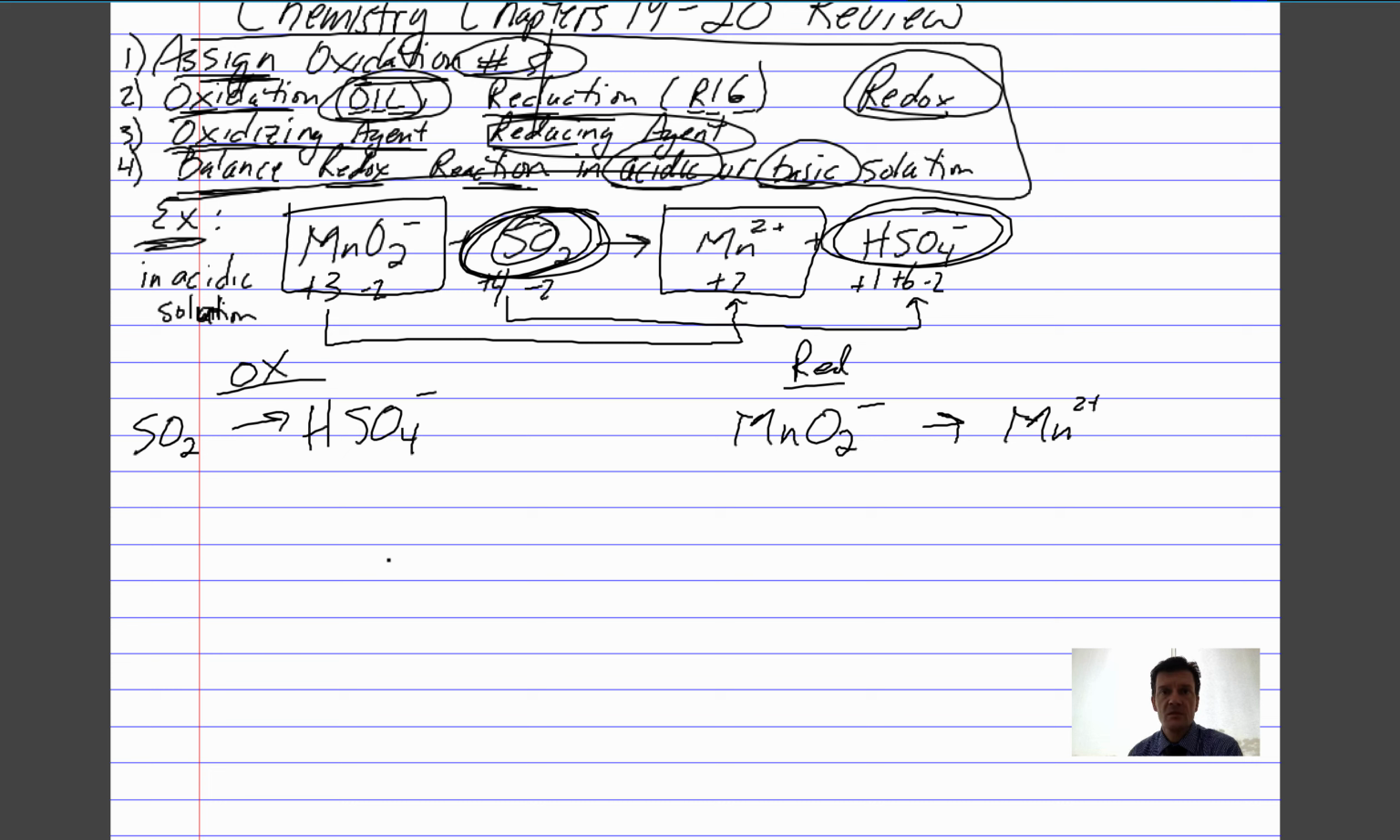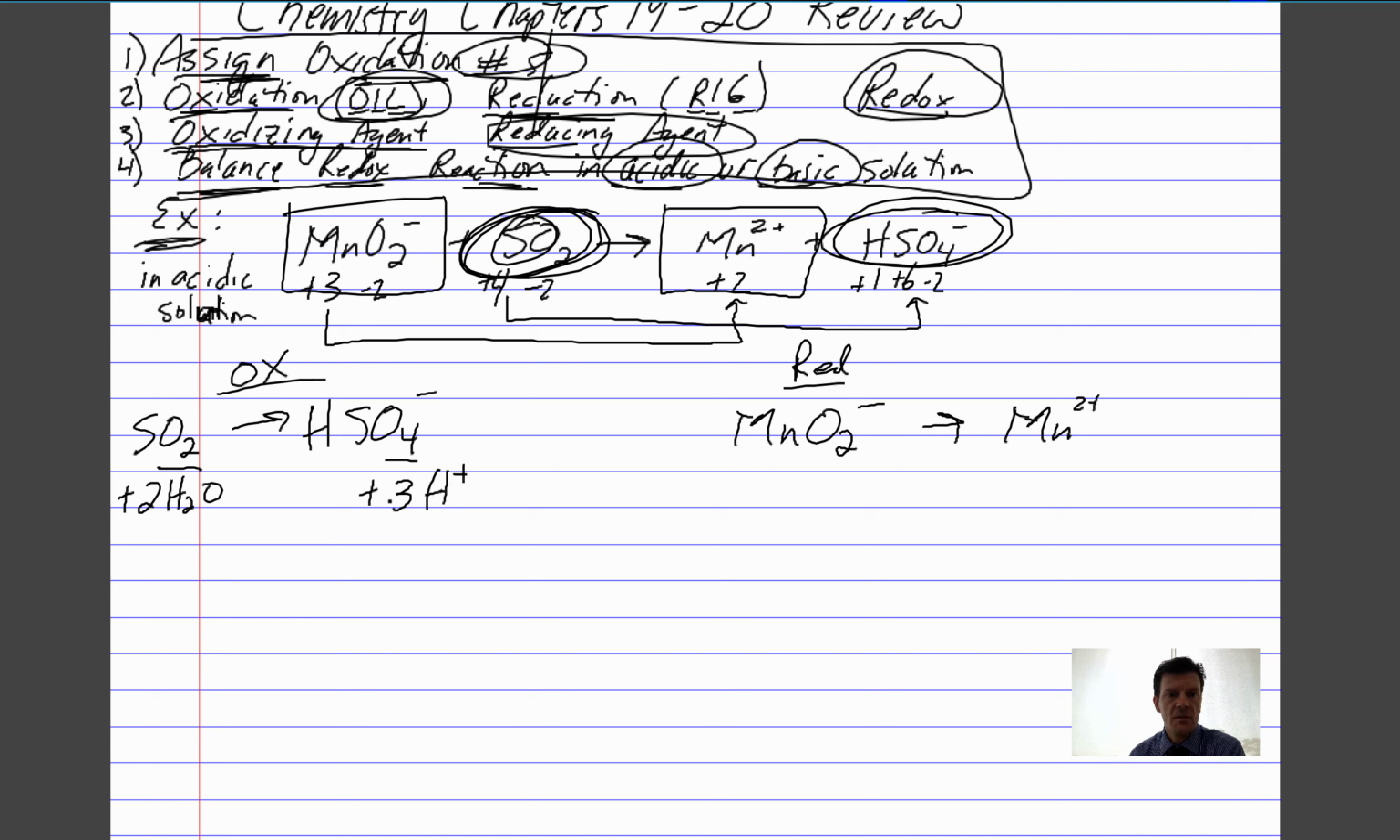So let's balance the S's on both sides. Looks like we already have 1 on both sides. That's good. Let's balance the oxygens. I've got 2 on the left, 4 on the right. I'm going to have to add 2 waters on the left side. Now I've got a total of 4 oxygens on both sides. But now I have to balance the H's, and I do that by adding an H plus on whichever side. So I have a total of 4 H's here, only 1 on this side. I'm going to have to add 3 H pluses on that side.